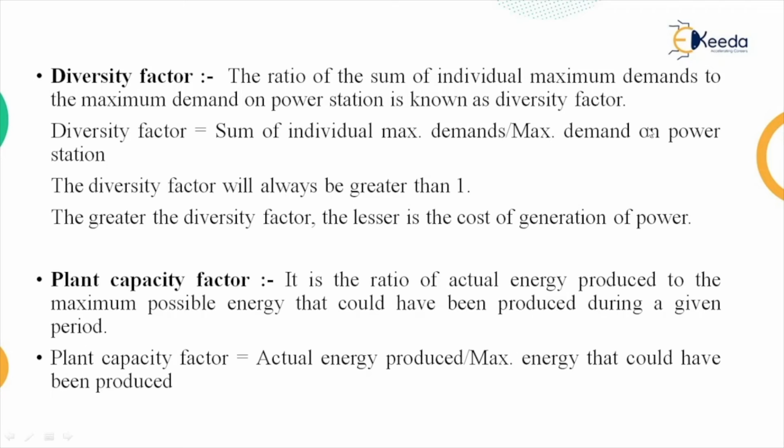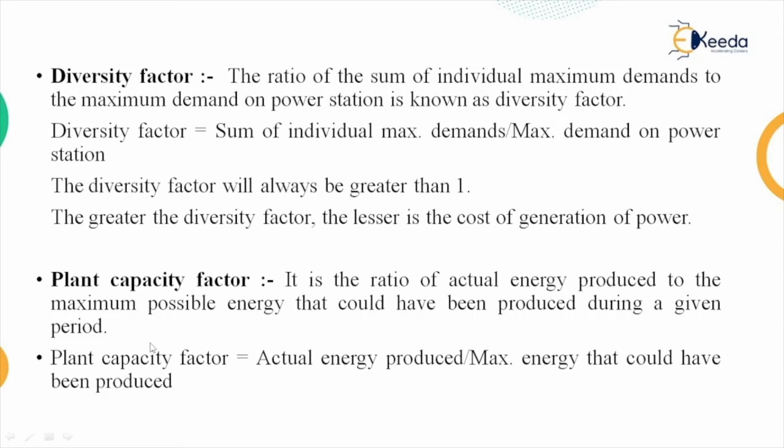So maximum demand on power station, that's why the diversity factor will always be greater than 1. The greater the diversity factor, the lesser is the cost of generation of power. Means if the diversity factor is more, maximum demand on the power station will be less, and if the maximum demand is less, cost of generation will be less.